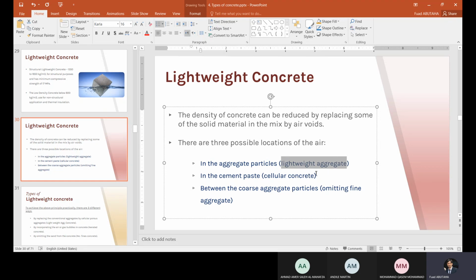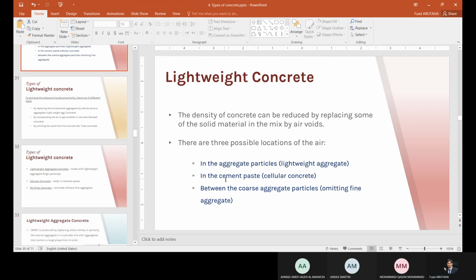And since 75% of the weight of the concrete comes from the aggregate, if we use lightweight aggregates, we can significantly reduce the total weight of the concrete. So one of the first methods to produce lightweight concrete is by using lightweight aggregates.